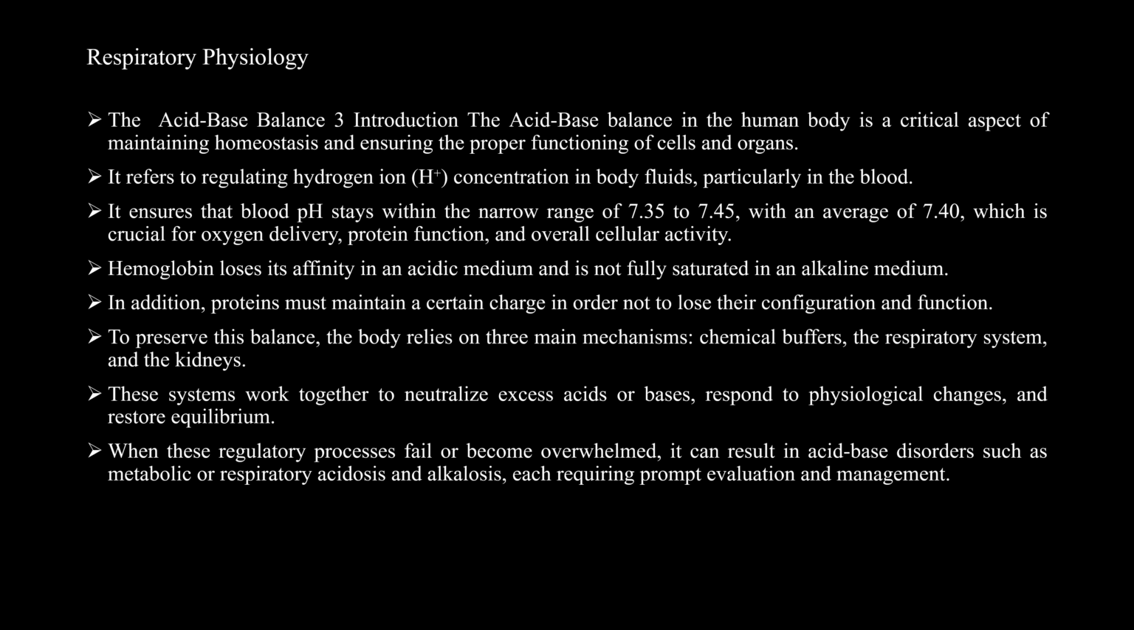Respiratory physiology. Introduction to the acid-base balance of the human body: respiratory function is critical to ensure the proper function of cells and organisms. The hydrogen ion H+ concentration of body fluid, particularly blood, must stay within the narrow pH range of 7.35 to 7.45, average 7.4, which affects oxygen delivery, protein function, and overall cellular activity. Hemoglobin loses affinity in an acidic medium and is not fully saturated, while in an alkaline medium it binds more. In addition, proteins must keep their charge, otherwise they lose configuration and function.